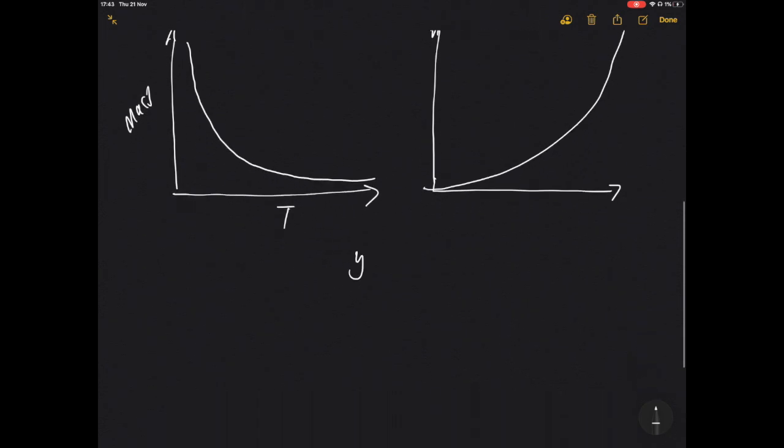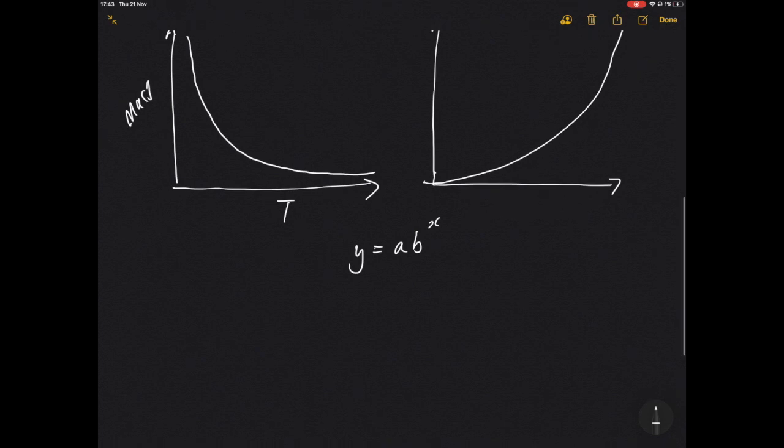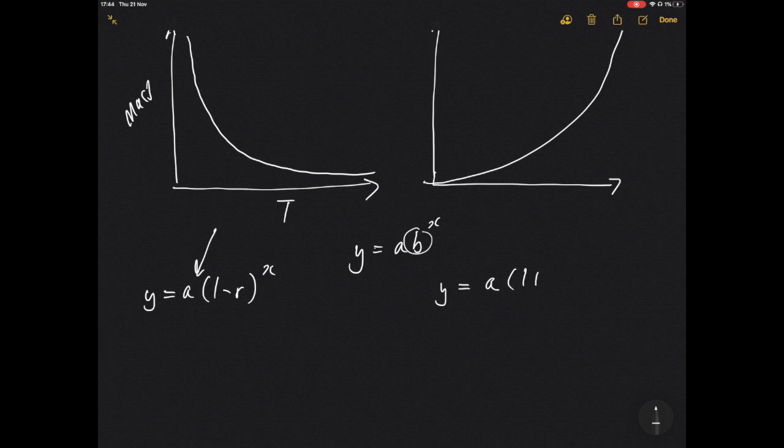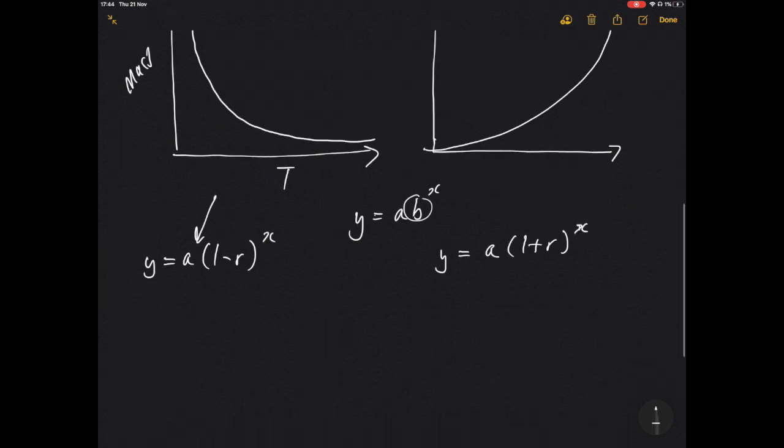So generically, we could say that y is equal to a b to the x, which for this kind of plot, our decay, we would say that our b value would be some sort of constant. So this would be y equals a(1 minus r) to the x. And likewise, if we have a positive growth, we would say y equals a(1 plus r) to the power of x. So this would be our exponential decay and our exponential growth.